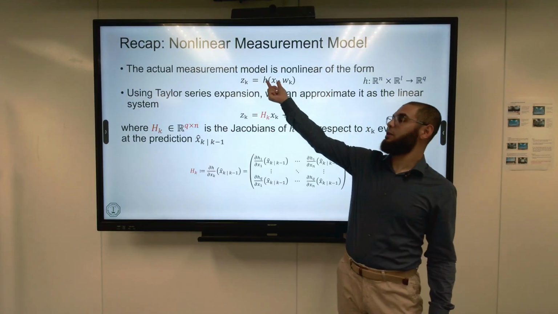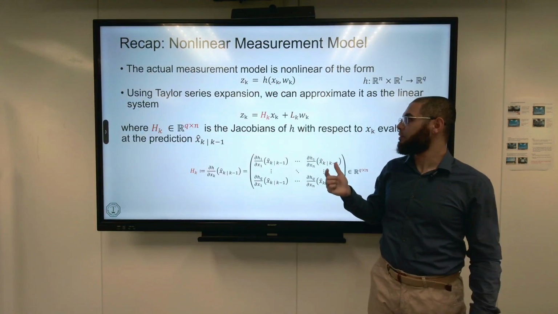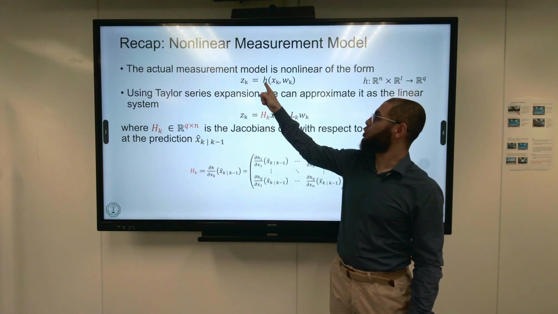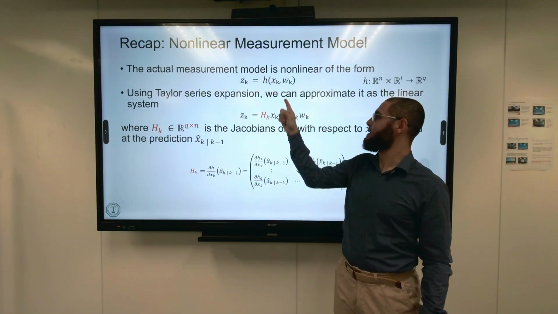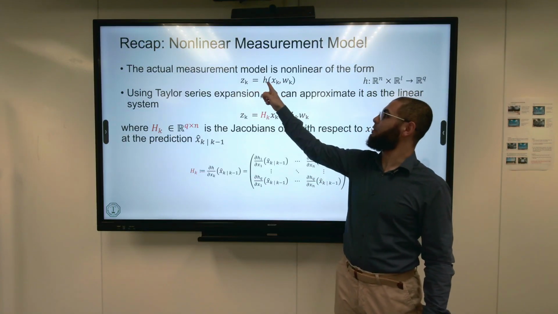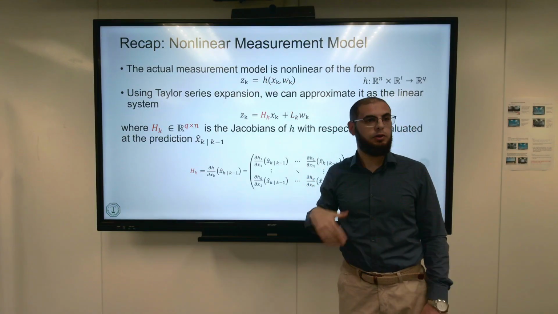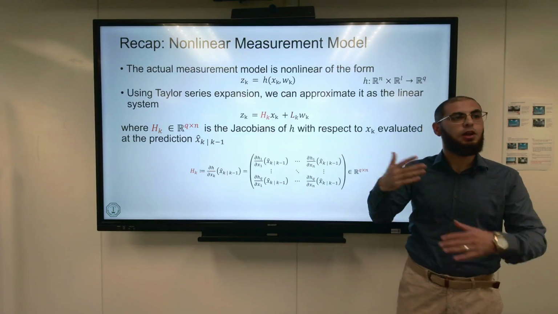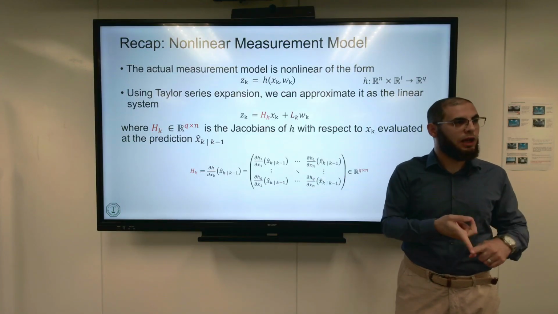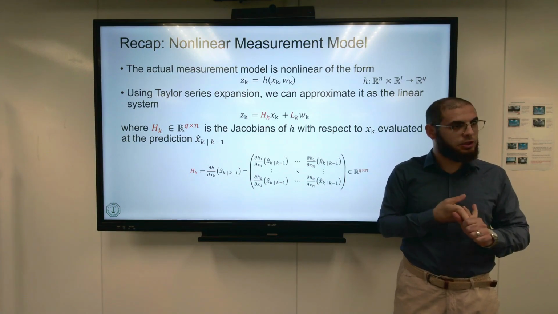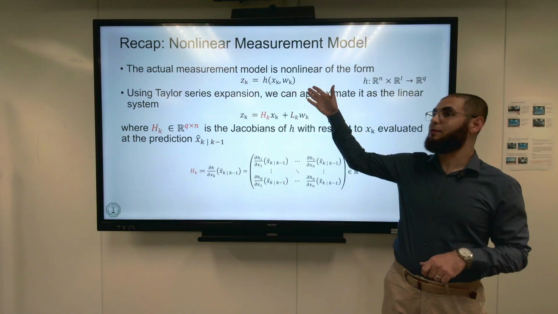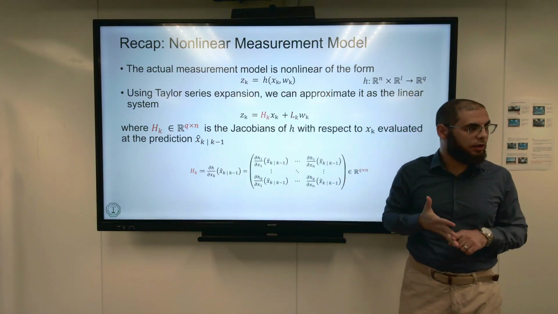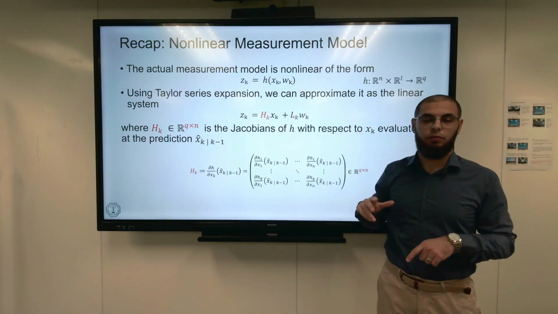You also have Jacobians of the h function. So capital H here is the Jacobian of small h with respect to x, and the L here is the Jacobian of h with respect to w. So it's just the same calculations, all partial differentiations. We just have two functions, the small f and the small h, and we have different variables: the x, the v and the w.